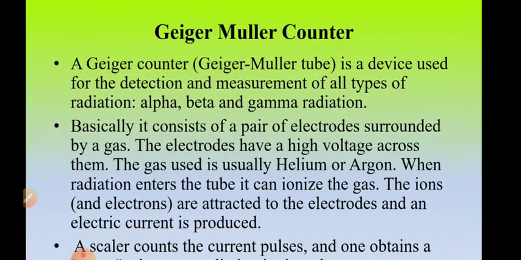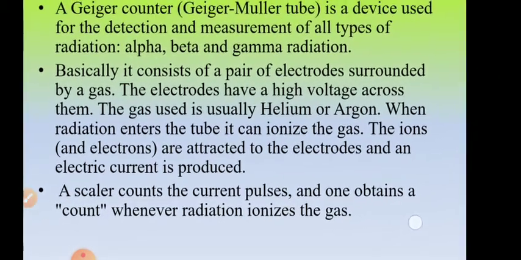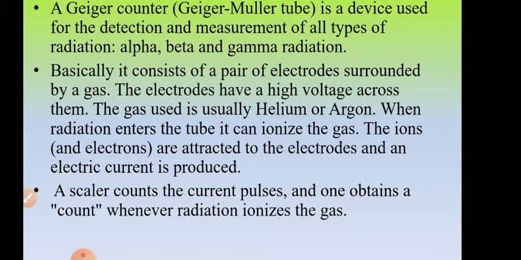If you look at the construction of a Geiger-Müller counter, what is a Geiger-Müller counter? It is a device which is used for detection and measurement of all types of radiations, alpha, beta, gamma, but it is not so efficient in measurement of gamma radiations. Basically it consists of a pair of electrodes, positively and negatively charged, surrounded by a gas. Across the electrodes a high voltage is applied. The gas that is used is an inert gas like helium or argon.